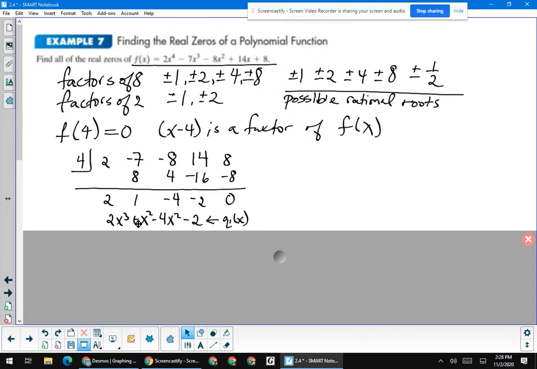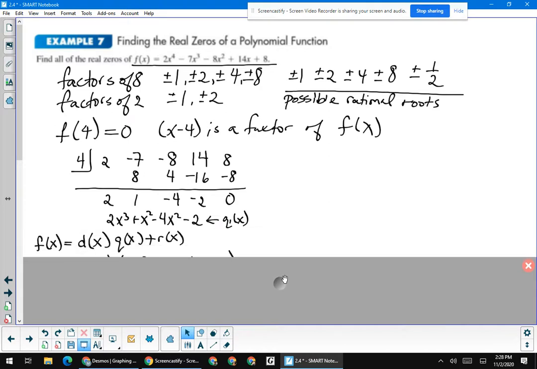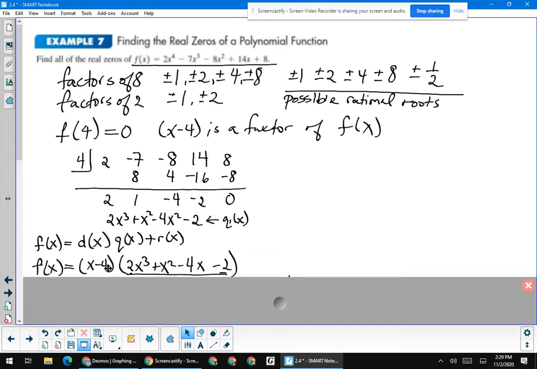Now, we want to make sure we understand that the original function is still this, right? We're finding zeros for this. So even though this is 1 degree lower, this is a factor of that, right? So we want to make sure we understand that if we're doing long division or synthetic division, the function is equal to the divisor times the quotient plus the remainder. In this case, the remainder is 0. So our function is x minus 4 times the quotient, the 2x to the third, and so forth.